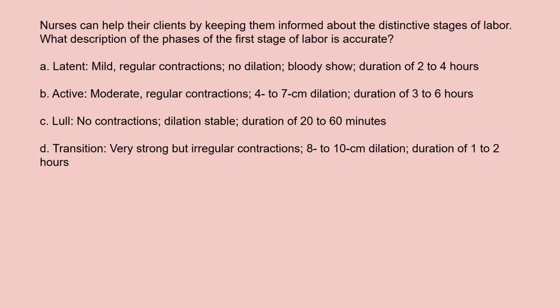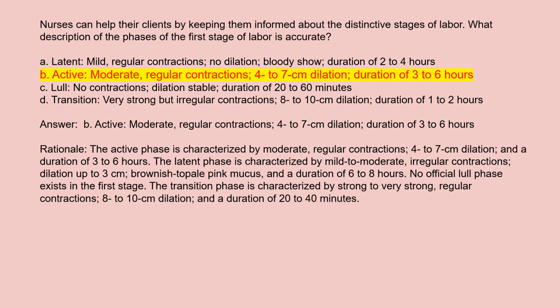Answer. B. Active. Moderate, regular contractions, 4 to 7 cm dilation, duration of 3 to 6 hours. Rationale. The active phase is characterized by moderate, regular contractions, 4 to 7 cm dilation, and a duration of 3 to 6 hours. The latent phase is characterized by mild to moderate, irregular contractions, dilation up to 3 cm, brownish to pale pink mucus, and a duration of 6 to 8 hours.